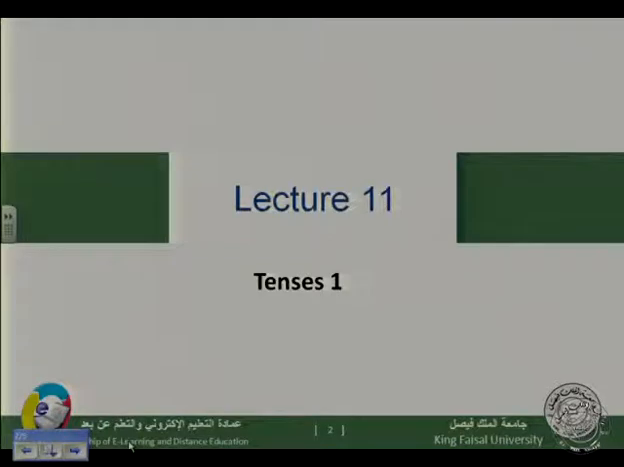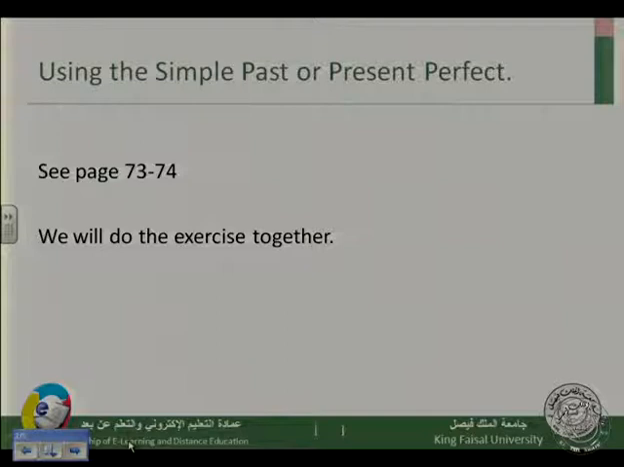Today we're going to talk about tenses. Of course, we probably talked about tenses earlier on in the course, but today we're going to talk about two tenses in particular, which are the simple past and the present perfect. Now, notice that we say we're going to talk about using the simple past and the present perfect.